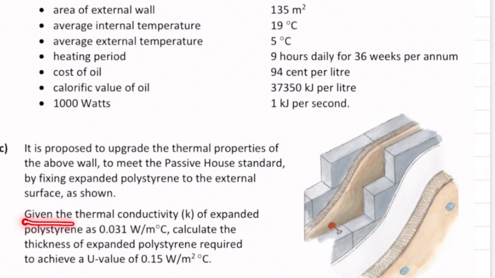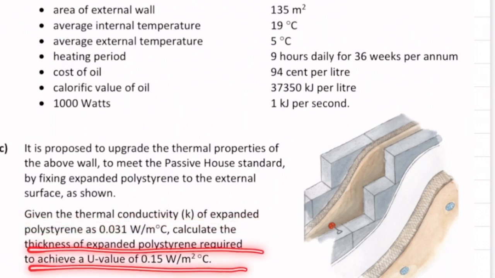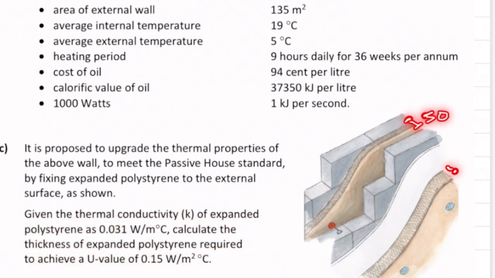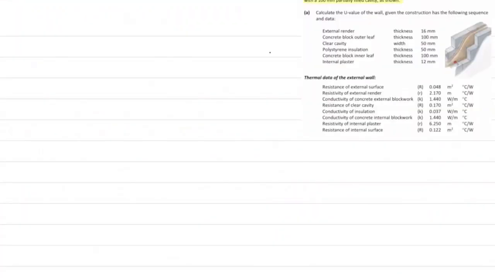And part C, we are given the thermal conductivity, and they want to make this house passive standard. So what's the new thickness of the insulation that they're going to add to bring it up to this passive standard? And as we can see, it's more than 50, looks like minimum double, so it's going to be about 100. So if your answer isn't a bit over 100, there's something gone wrong.